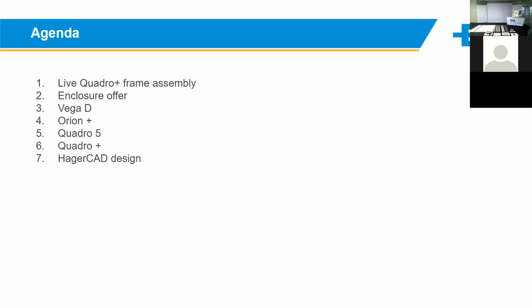Just to prove to you that assembling the Quattro Plus frame assembly is that easy, we're going to do a live show while I'm busy presenting. I'll quickly explain the enclosure offer from Hager that's available through Electromechanica. I'll touch a little bit on some of the positives of each of the enclosures: the Baker D, the Orion Plus, and the Quattro 5.